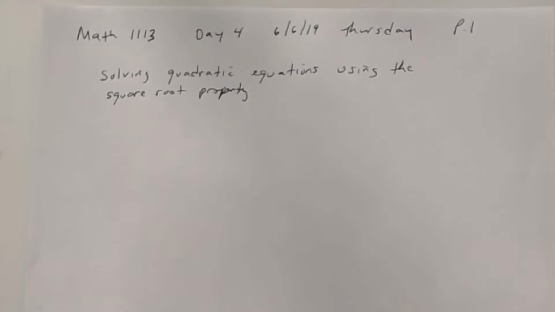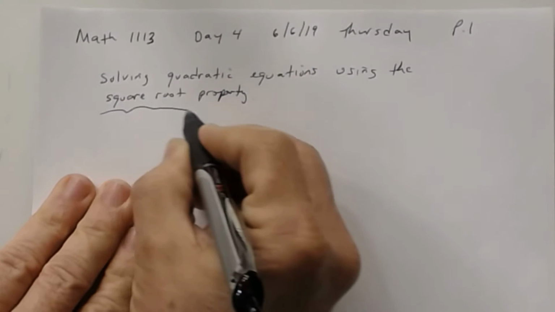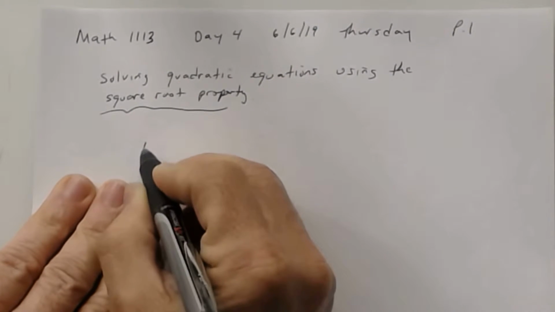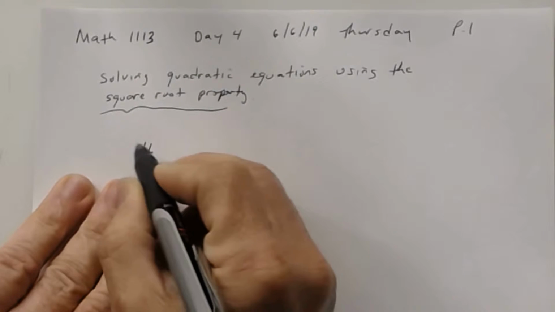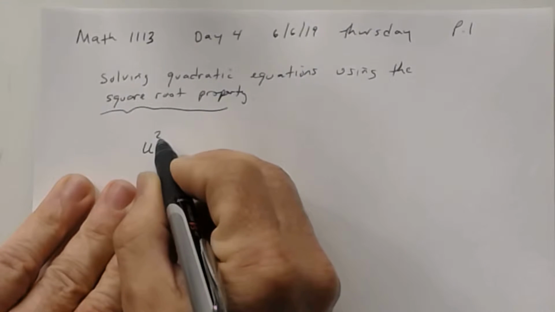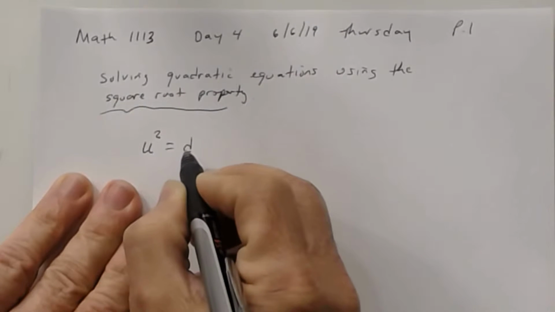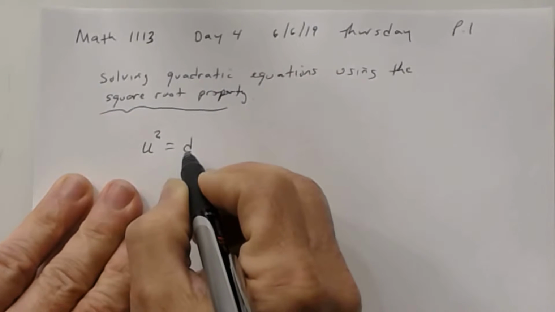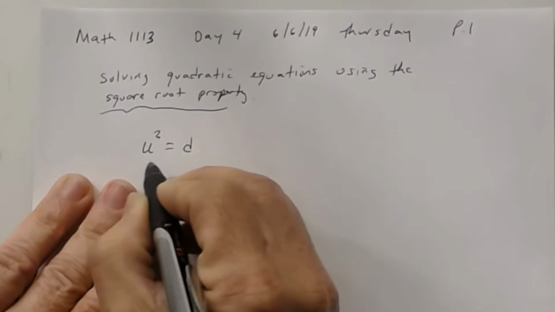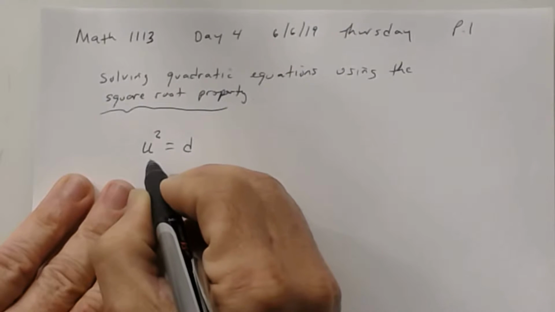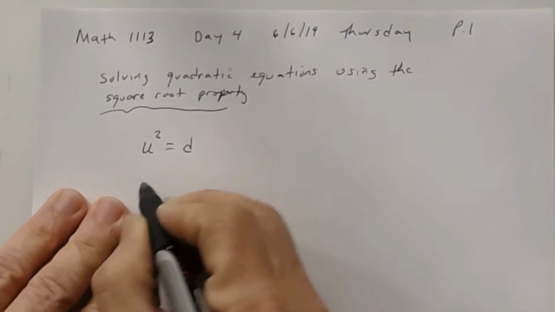All right, so solving quadratic equations using the square root property. Now again, this is a review from yesterday. So remember the square root property basically says this, that if you have some expression raised to the second power and it's equal to some number, just a number, then how can you get that expression by itself? Take the square root of both sides.